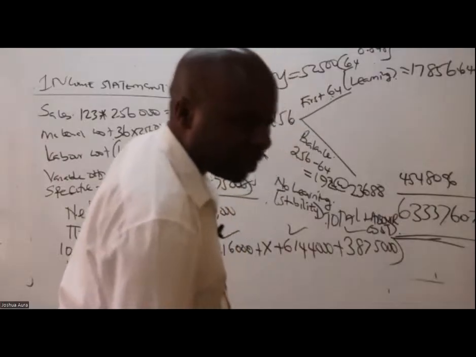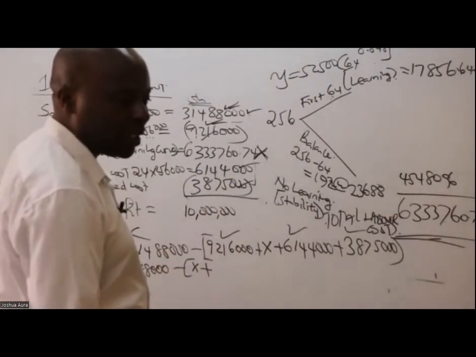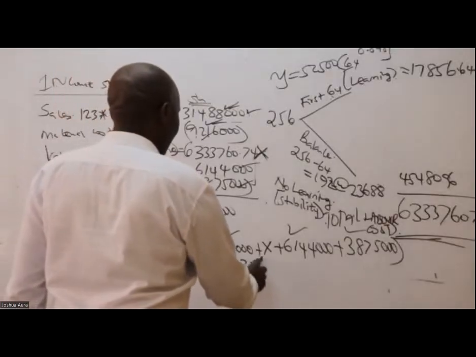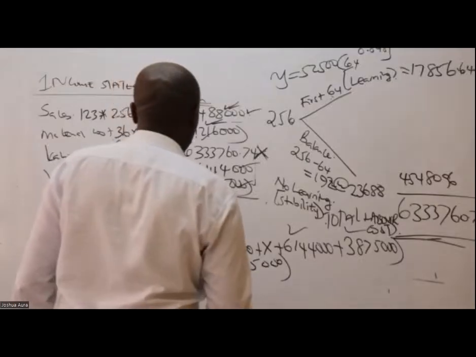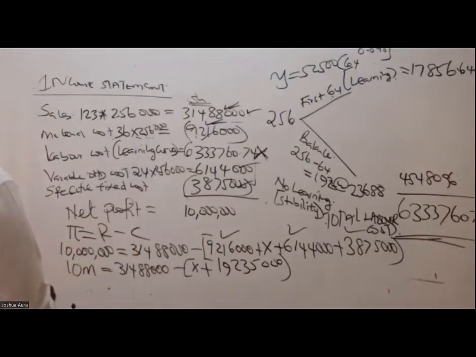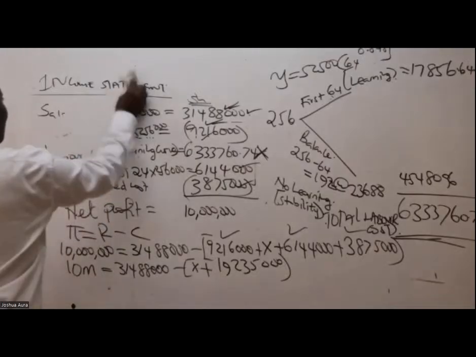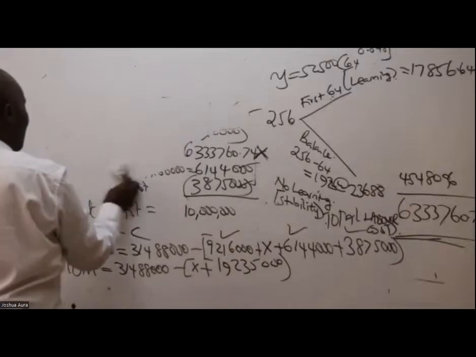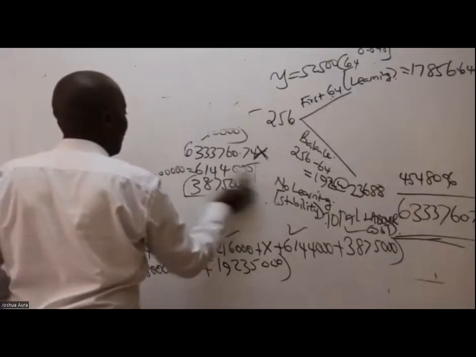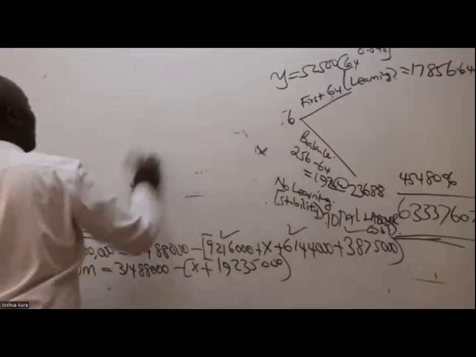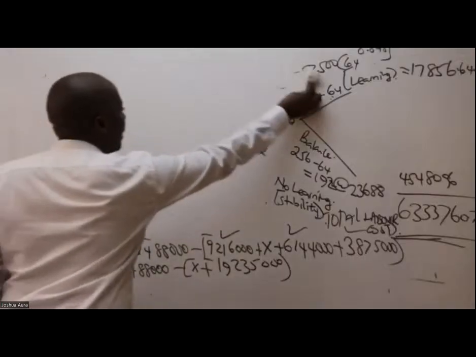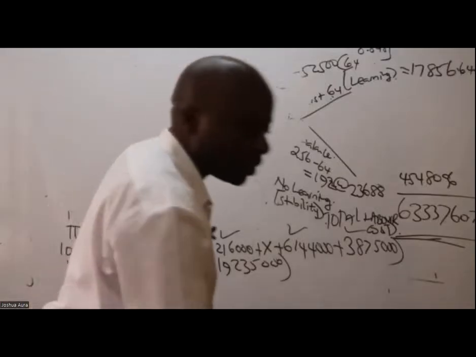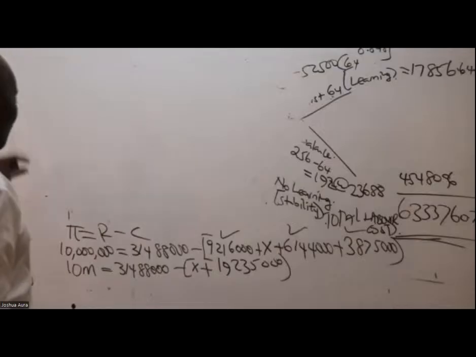Something very interesting. They are telling me that this one here should be 19,235,000, like that. Thank you so much. So then what will I do? Very easy. What I shall do here is a very simple thing.